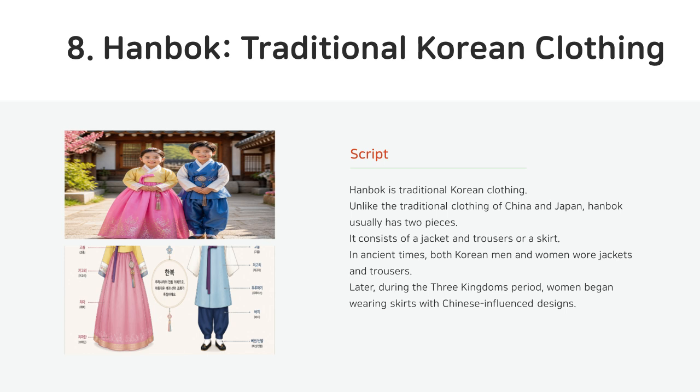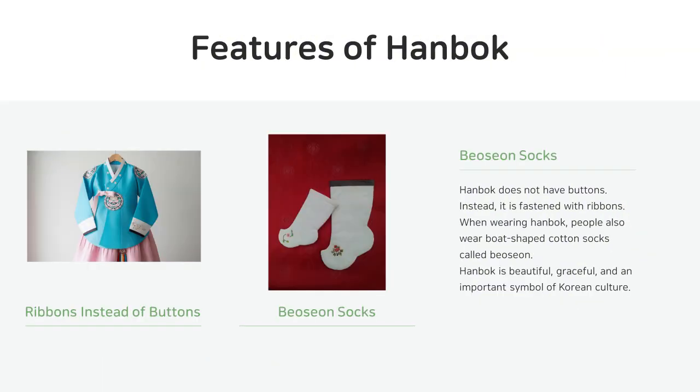In ancient times, both Korean men and women wore jackets and trousers. Later, during the Three Kingdoms period, women began wearing skirts with Chinese-influenced designs. Hanbok does not have buttons. Instead, it is fastened with ribbons. When wearing hanbok, people also wear boat-shaped cotton socks called busun. Hanbok is beautiful, graceful, and an important symbol of Korean culture.